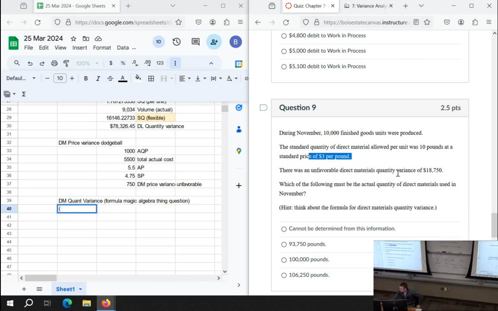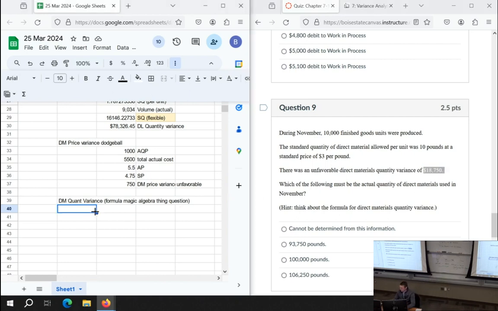And look, an unfavorable direct materials quantity variance of 18,750. I gave you that number right there. So do we have three of the four? Yeah, we can do this. Let me write out in the sheet what I wrote earlier: AQU minus SQ times SP equals direct materials quantity variance. We have SP of $3 per pound. We have standard quantity, which equals 10,000 finished goods units times 10, the standard quantity of 10 direct materials units allowed per finished goods unit.